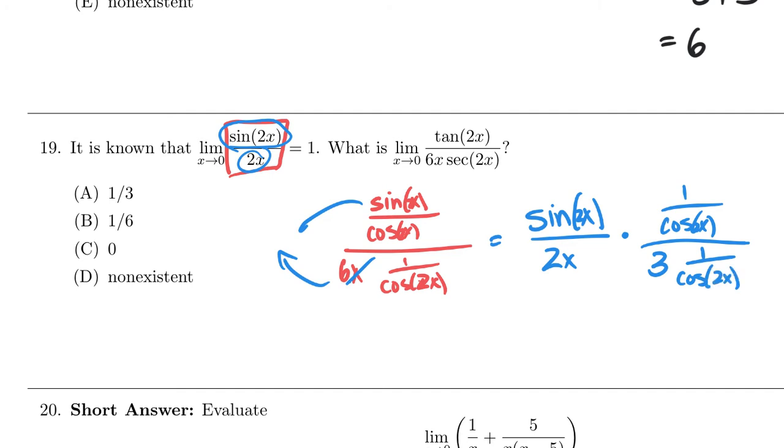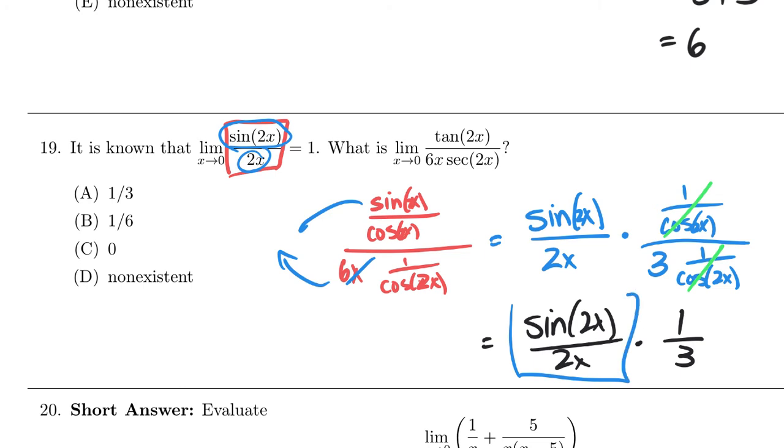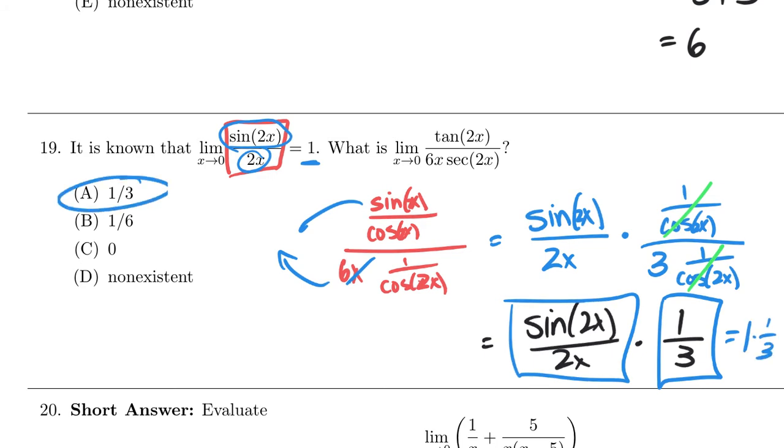And then this right-hand one, the 1 over cosines cancel, and this gives me the sine of 2x over 2x times 1 over 3. And this part we know is equal to 1. This part is just going to be 1/3, so we have 1 times 1/3. Tells us our answer is 1/3.